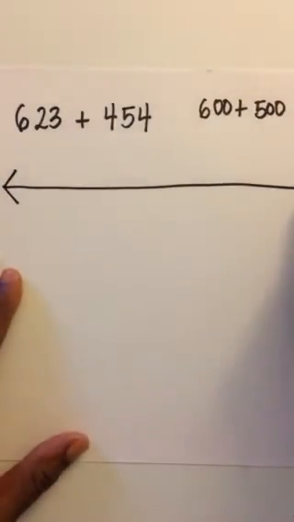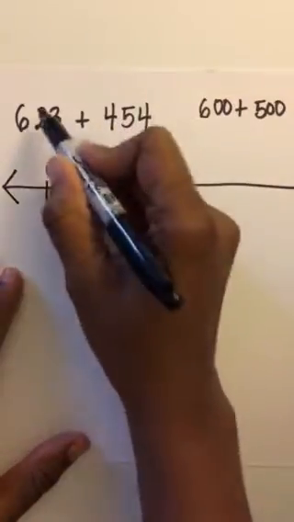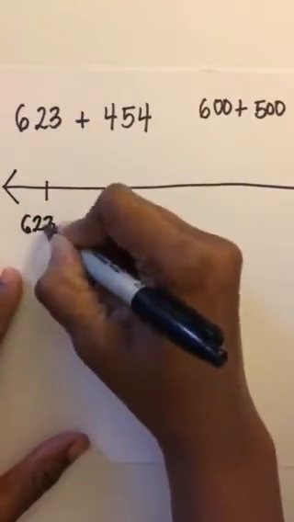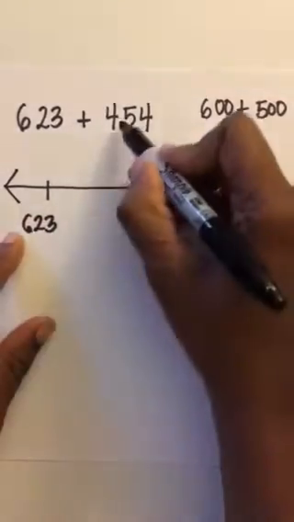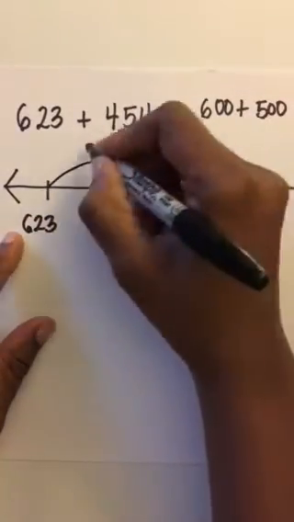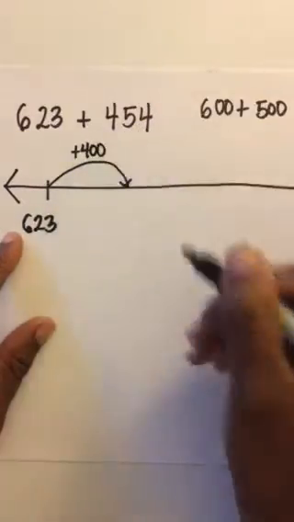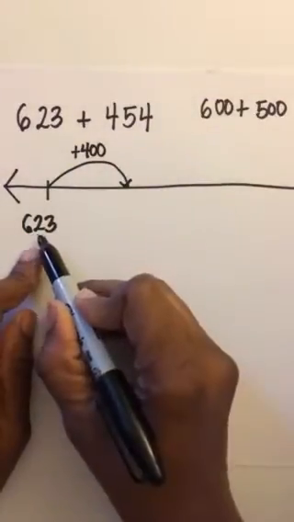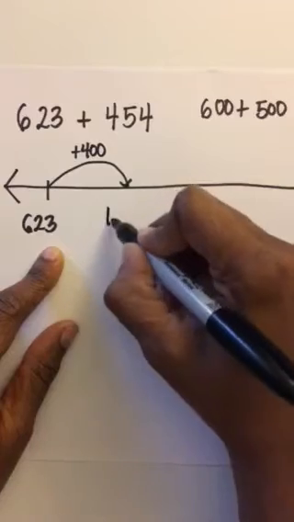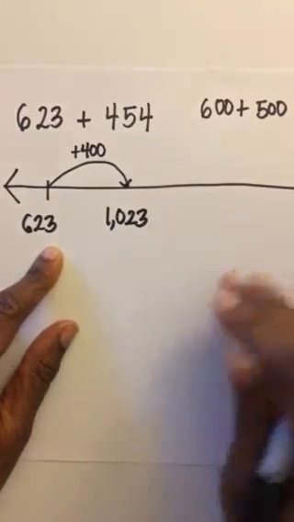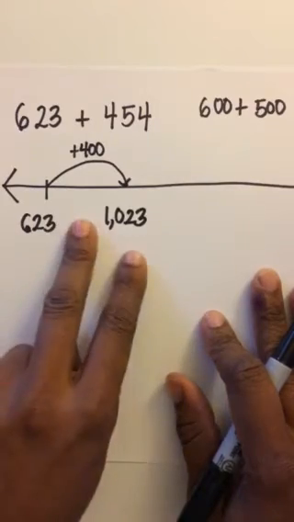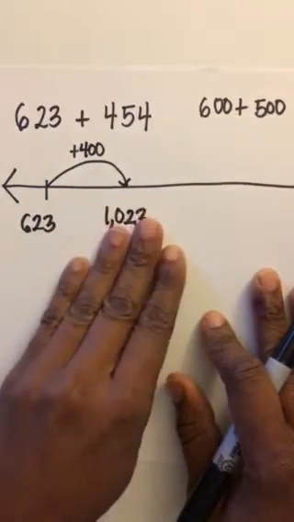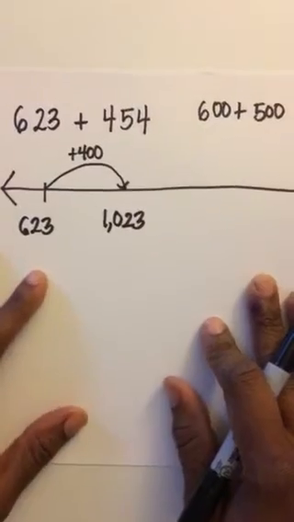Use my number line. Plot my first add-in, which is 623, and then I'm just going to think in terms of expanded form. That 4 is actually worth 400. So I'm going to add that 400. 623 plus 400 is 1,023. Because 600 in my head, 700, 800, 900, 1,000, or 1,023.